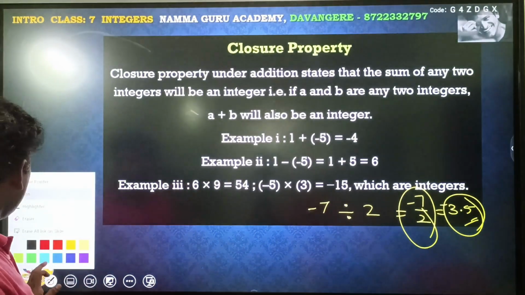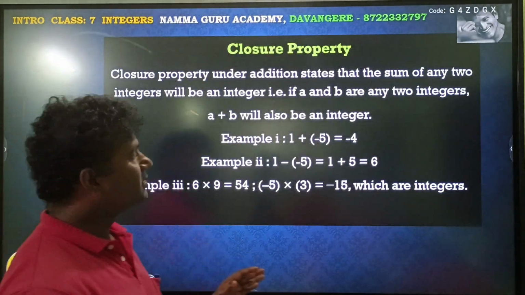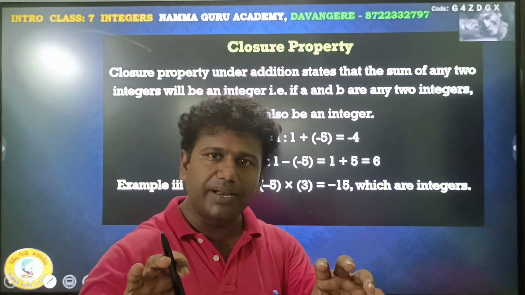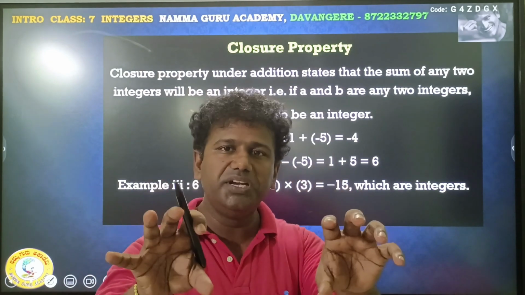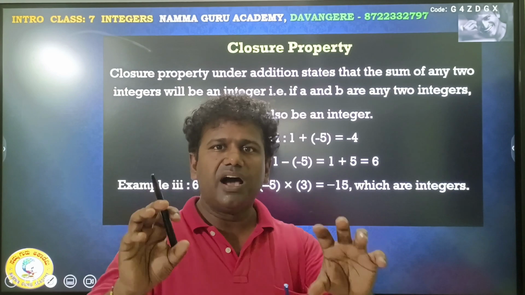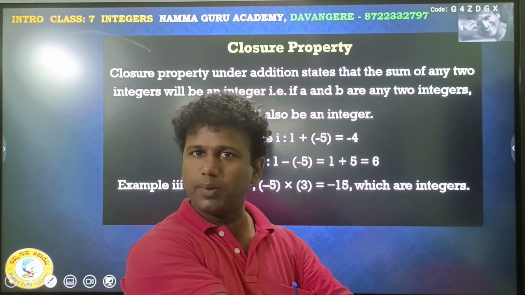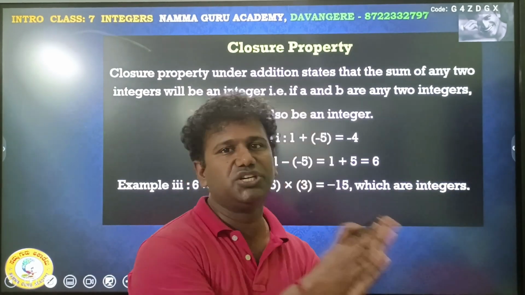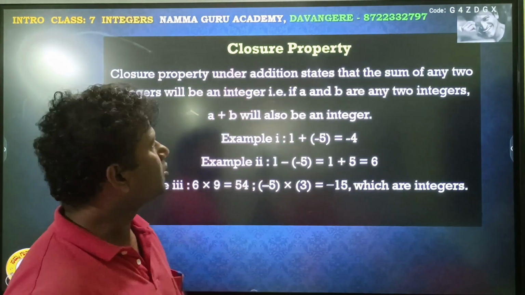Okay. I hope you have understood closure property. That is, if we add, subtract, or multiply two integers, any example you can take, any two integers you can take, the answer will also be an integer, whatever the number may be. Now I hope you have understood the closure property.